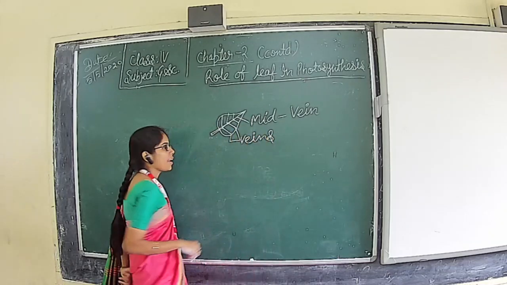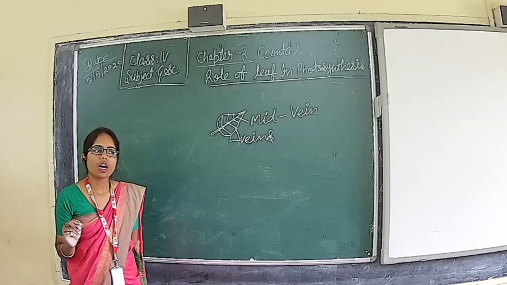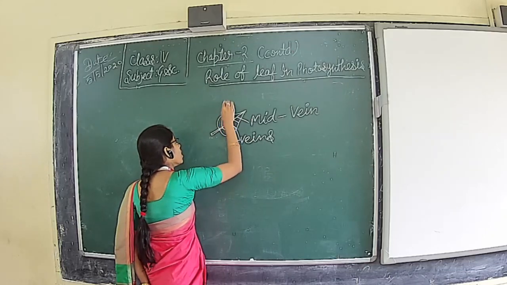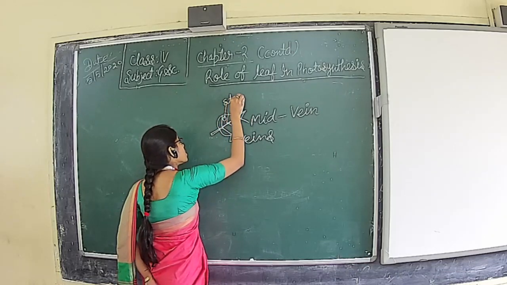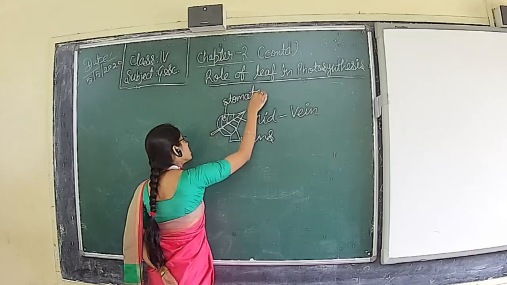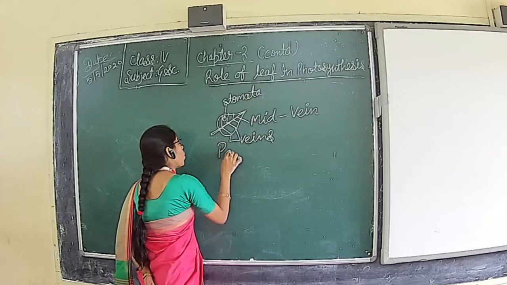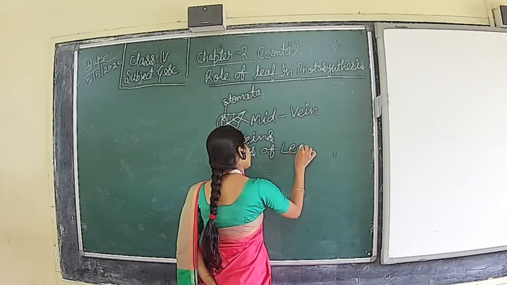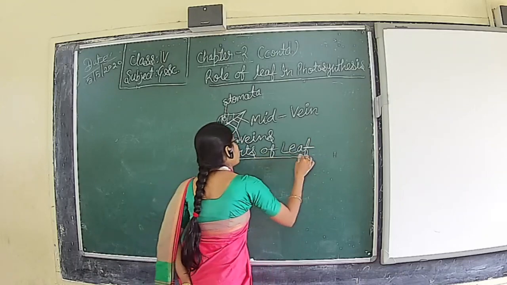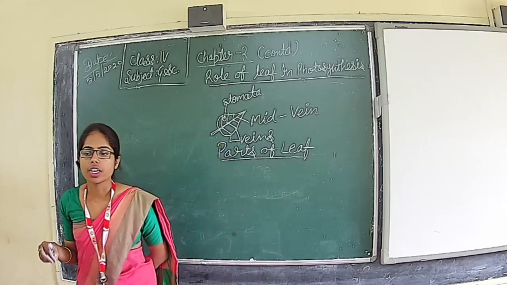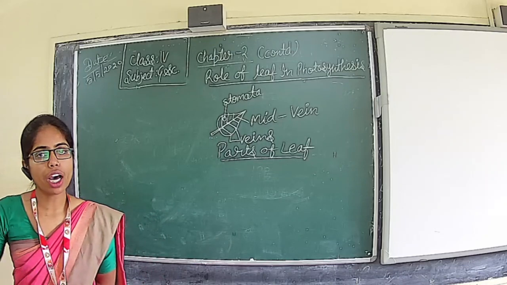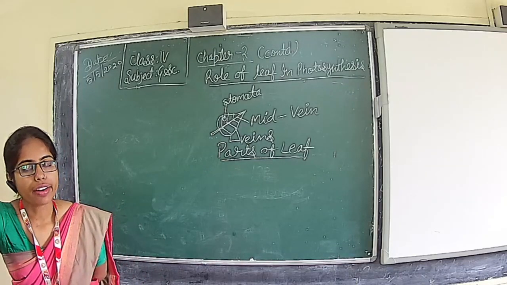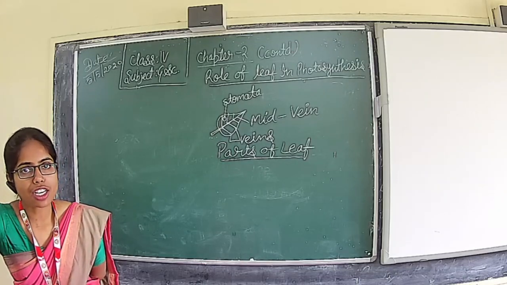And a tiny pore on the surface of the leaf is called the stomata. Tiny pores on the surface of the leaf are called the stomata. These are the parts of the leaf. Now we will see what is the role of the leaf in the process of photosynthesis. Most of the leaves are thin with a large flat surface.